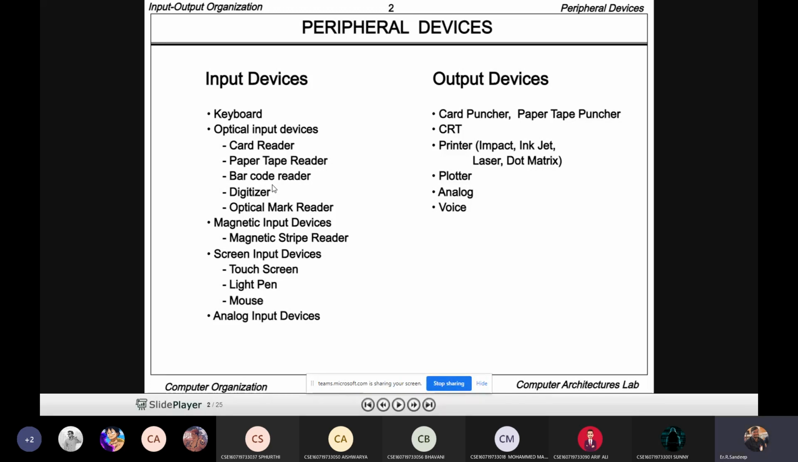For example, the hard disk, and there we can make use of the magnetic stripe reader. And screen input devices, for example, touch screen, light pen, or the mouse. Those will also be considered as input devices. And analog input devices like sensors. On the other hand, we are having output devices like card puncher, paper tape puncher, CRT monitors, or the printer, for example, inkjet, laser, or dot matrix. Those are some of the printers that act as output devices, and plotters, analog signals, and voice. So all these will be called output devices.